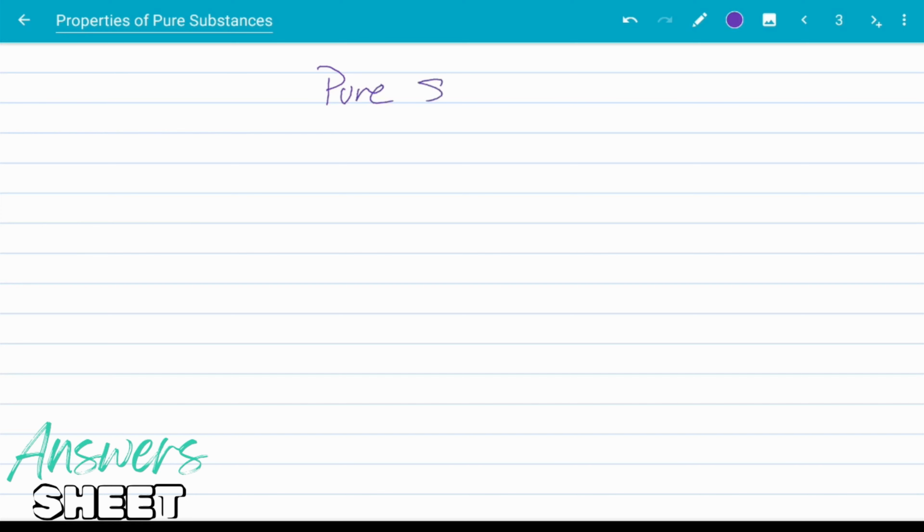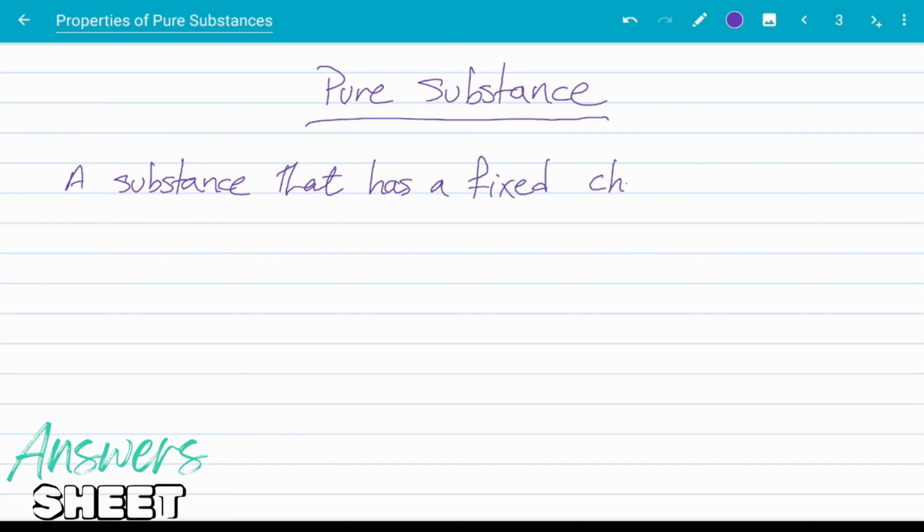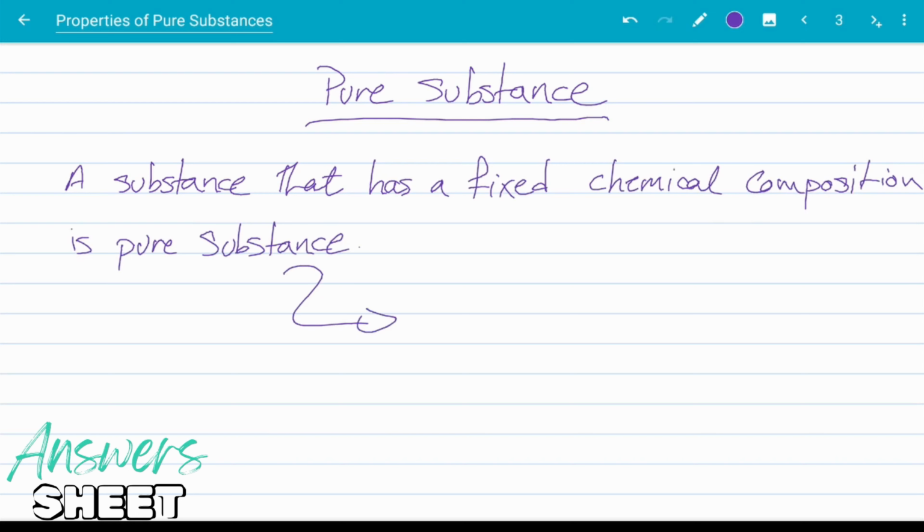Okay, what is a pure substance? A substance that has a fixed chemical composition throughout is called a pure substance. Now, with this definition, many of the substances that we deal with, such as nitrogen, oxygen, carbon monoxide, carbon dioxide, and water, are considered pure substances.